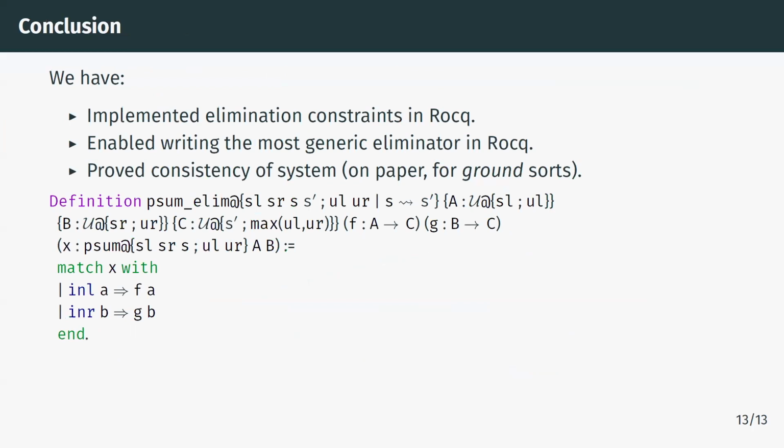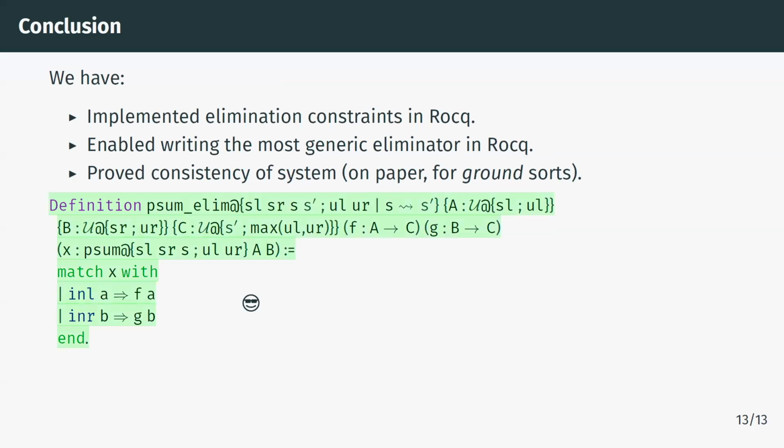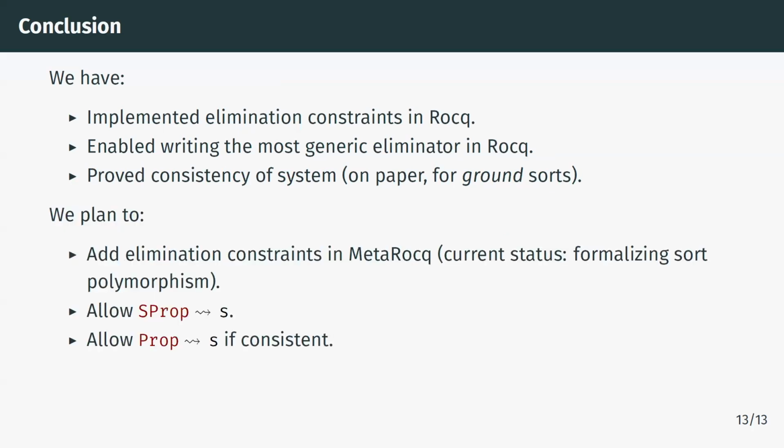So to conclude, what we have done is that we have implemented this elimination constraint in Rocq. And now we can write something like this eliminator, the most generic eliminator for sum. And we also have on paper proved the equiconsistency for ground sorts. And what we want to do now is to formalize all of this in MetaRocq.